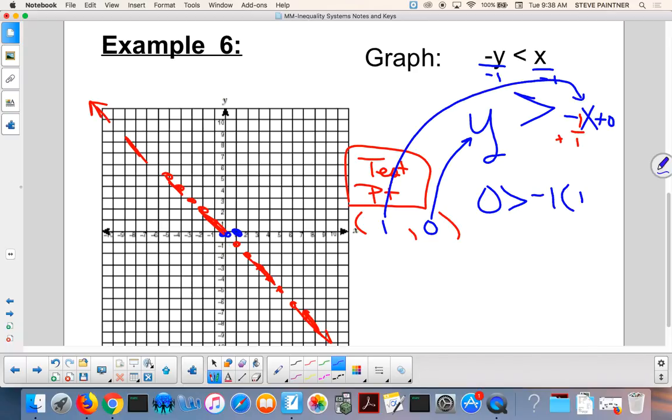-1 times 1 is -1. Is 0 greater than -1? Is 0 greater than -1? Yes, it is. If you say yes, you shade this side. That's it.